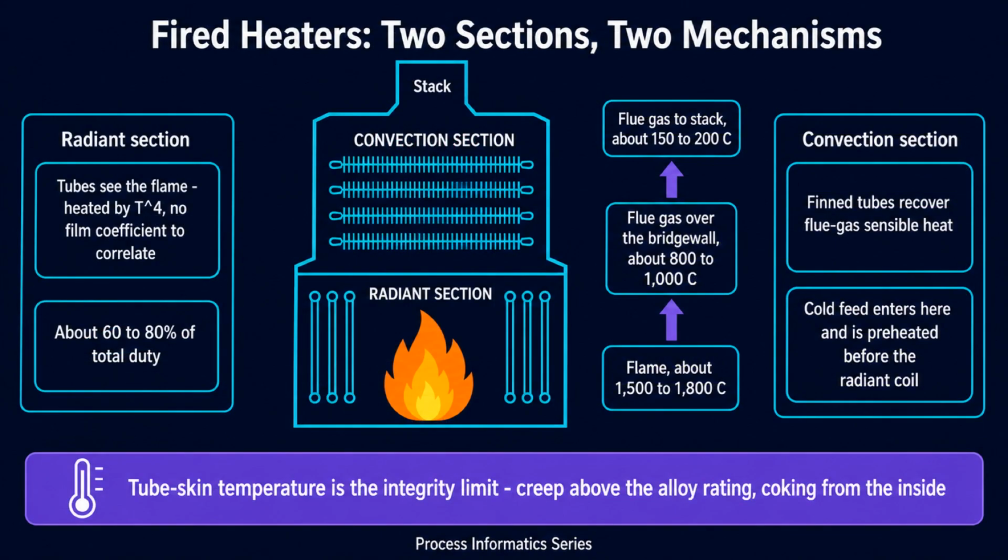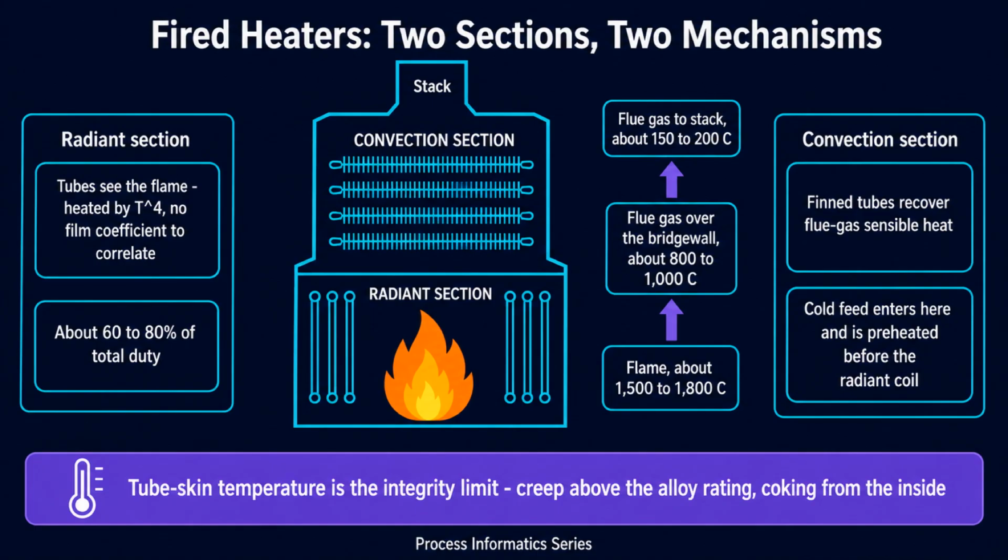A fired heater brings crude to distillation temperature, drives a reformer, or supplies reboiler duty too hot for steam. It burns fuel and hands the heat to process fluid inside tubes in two stages, exploiting the fact that radiation and convection dominate in different temperature ranges. The radiant section is the firebox.